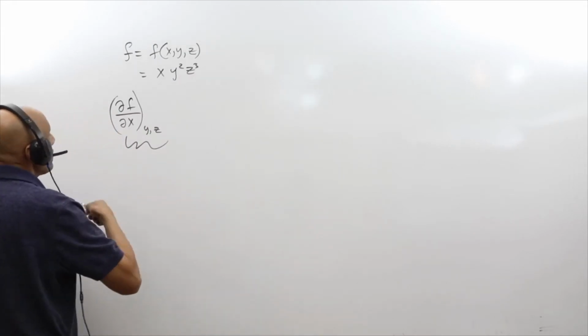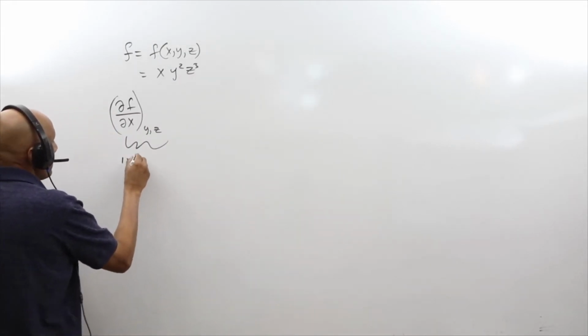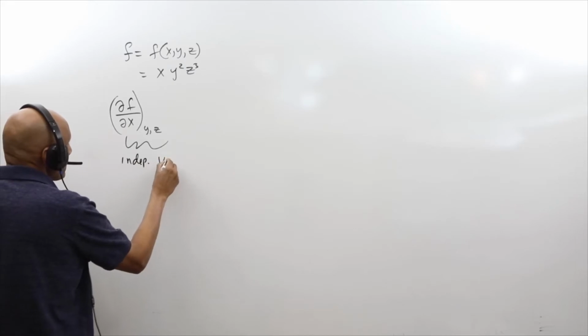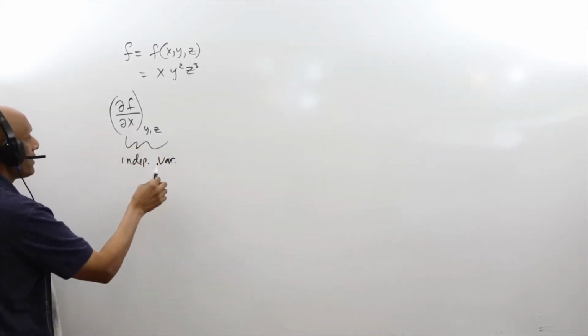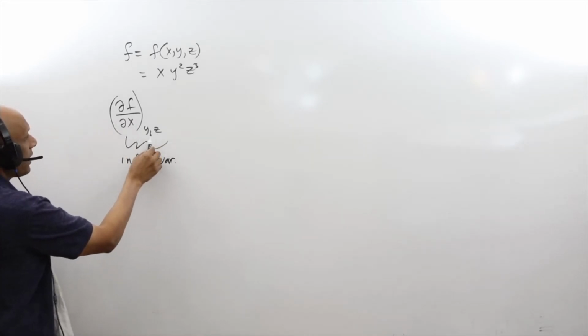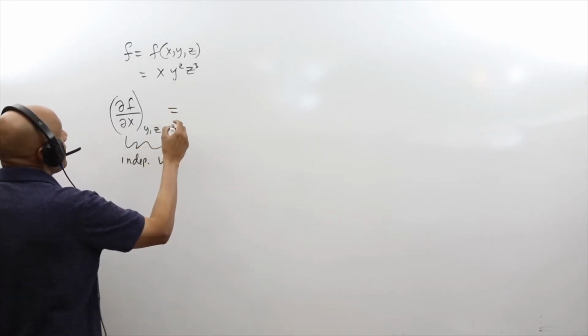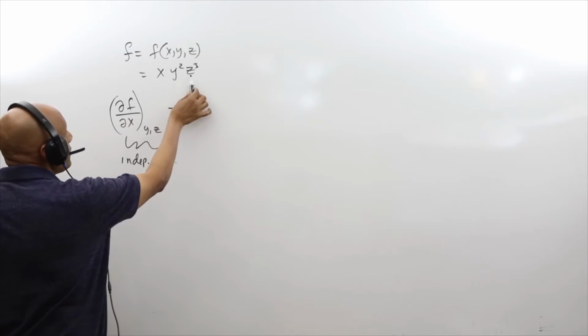So the three variables are independent of each other. Make sure you understand what that means. That means that changing x does not affect y and z. And in essence, you're treating y and z as constant. So in this case, we're treating y squared and z cubed as constant.